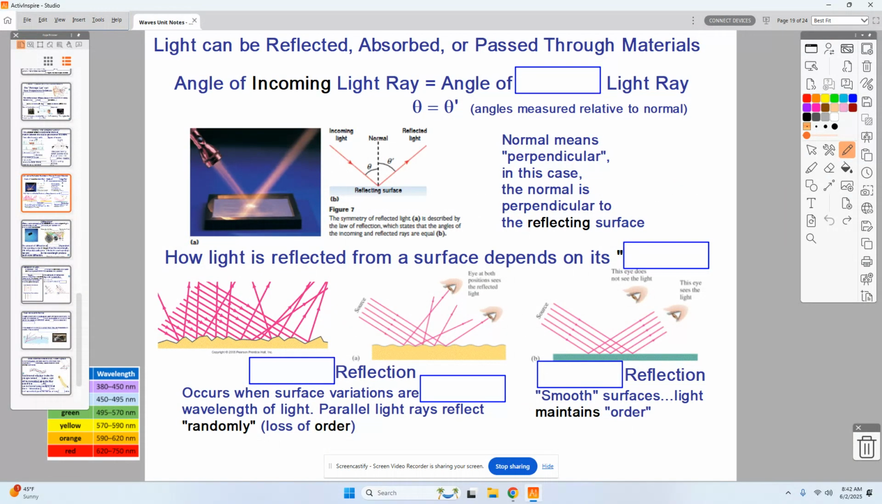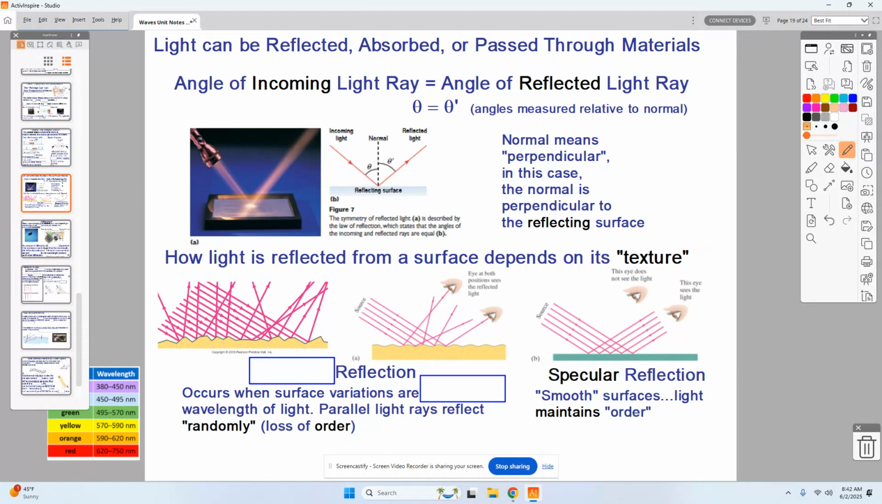The angle of the incoming light ray, again, equals the angle of the reflected light ray. How it reflects depends on its texture. So we can have something called specular reflection. Specular reflection is when the surface variations are very, very small in relation to the wavelength of light. That means that light is going to maintain order.